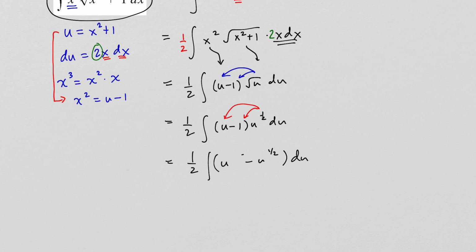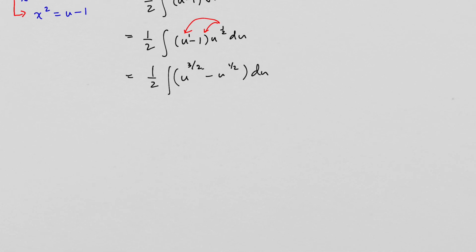So just keep in mind here that what's happening is I'm thinking of u as u to the 1, and then I'm just adding 1 plus 1/2 is 3/2. And then here we don't have a u, so 1 times u to the 1/2 is u to the 1/2. But now we can take the antiderivative.